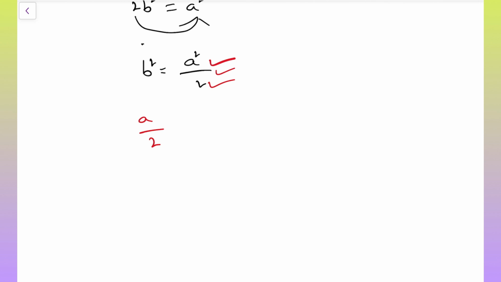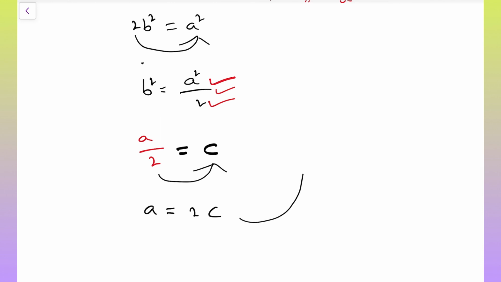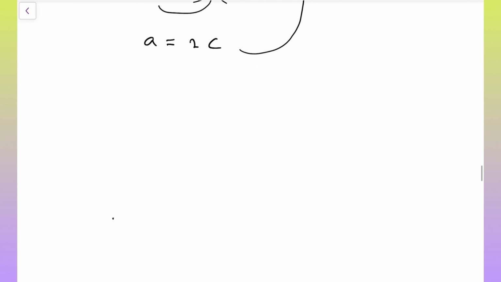So if 2 is dividing a, then definitely it leaves some answer, right? That answer I don't know, so that's why I'm making it equal to some constant c. You can make it any alphabet, no problem. Now take this 2 to the right side. So a is equal to 2c. This a value we need to substitute in this equation, that is 2b square equals a square, right? 2b square equals a square. Here I got a value as 2c, so in the place of a, I am substituting 2c whole square as usual.